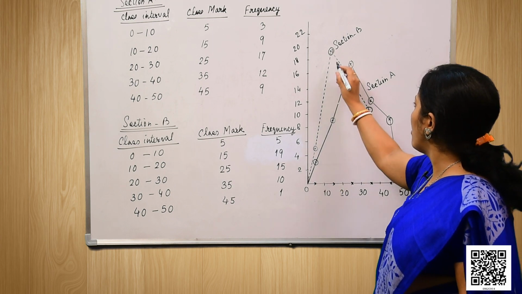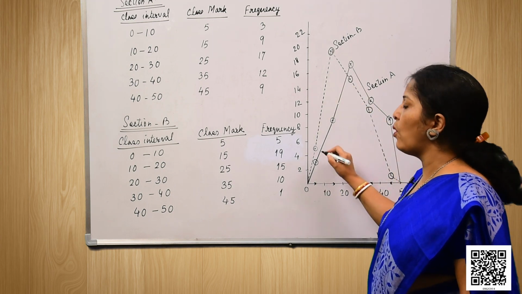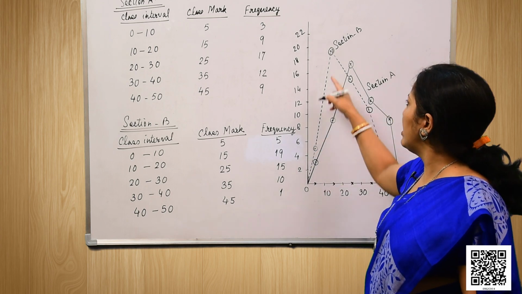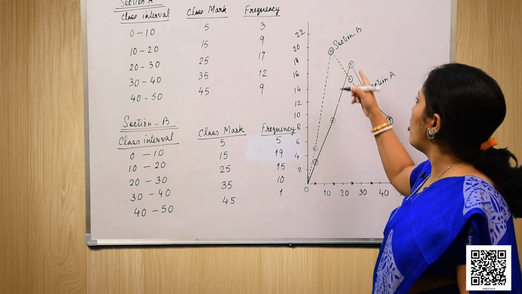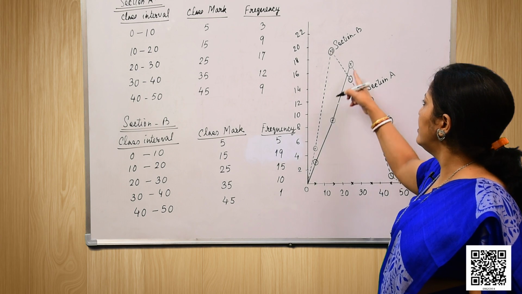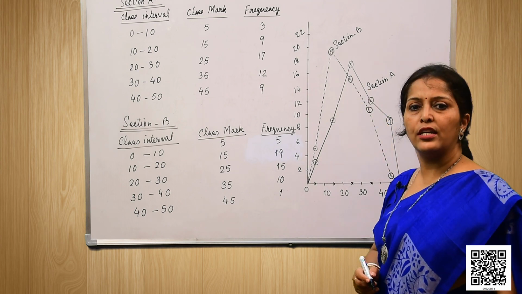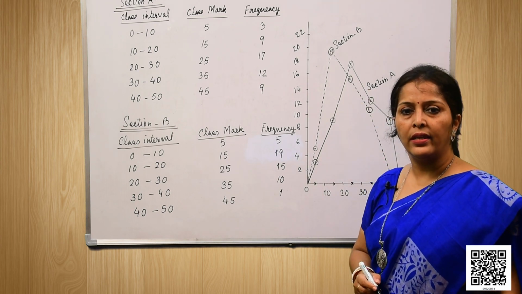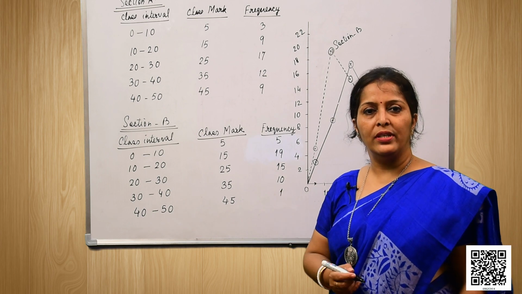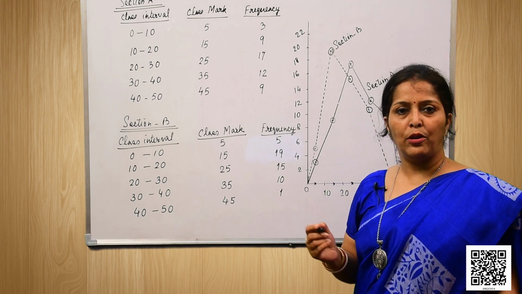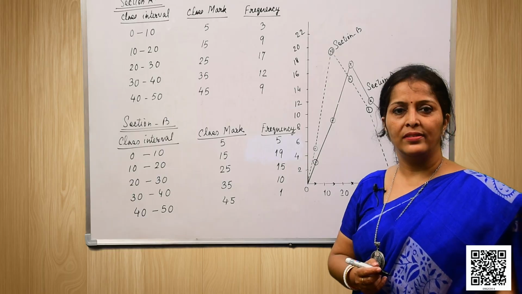And now we join all the points with the dotted lines. So this dotted line indicates the result of section B and the dark line indicates the result of section A. These are the two frequency polygons on the same graph. I hope this is clear to you all.